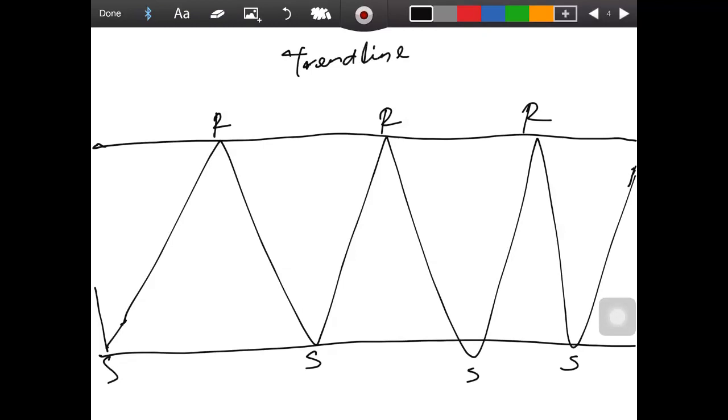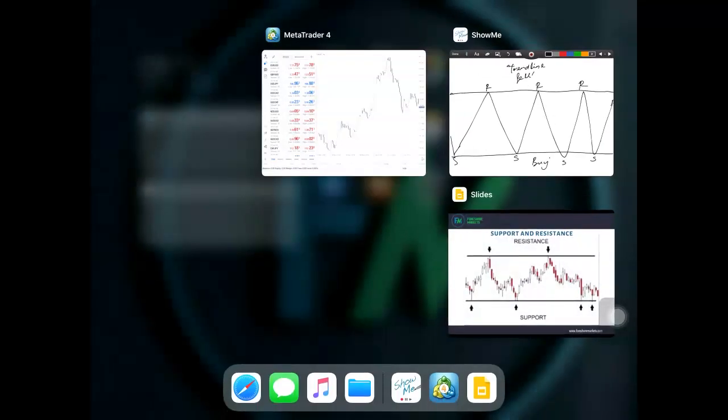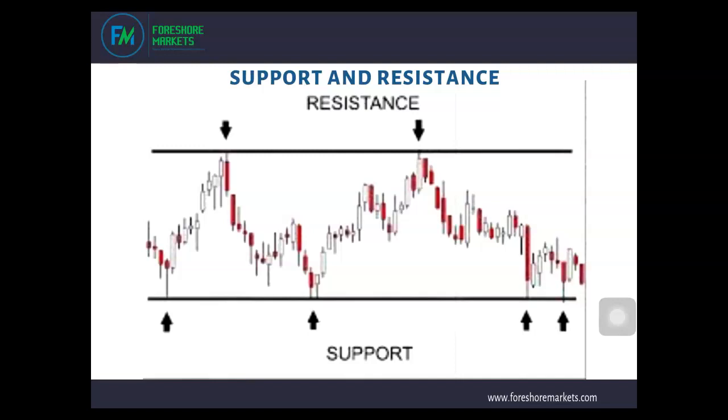It gives you a trend line, and of course here there's no lower high, lower low, or higher high, higher low. So the best place to sell is your resistance, and the best place to buy is your support. This is your basic concept of support and resistance, and why support and resistance is very, very important.